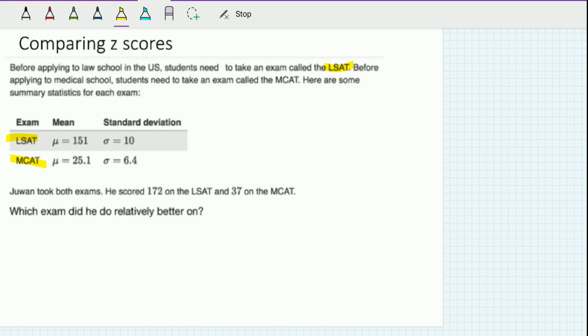Think of it like the SAT and the ACT, but for college students when they're trying to go into law school. And then the MCAT is the same thing, but now you're trying to apply to medical school. Okay, so that's just what those tests are called.